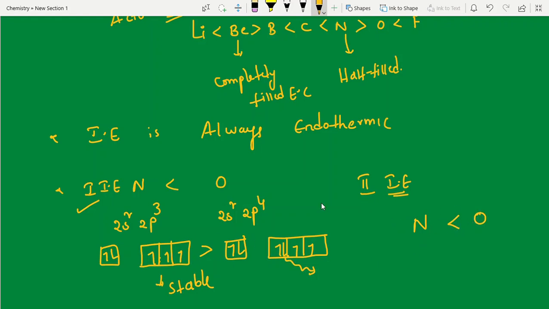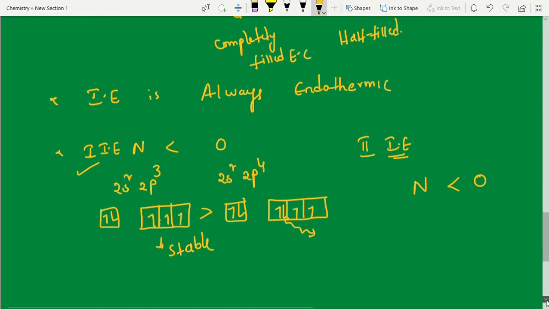So first ionization energy, in mains examination, KSET examination, MSET examination, normal questions generally ask trends like this. But here first ionization energy, second ionization energy, you have to focus at mains level. Okay, now next one.